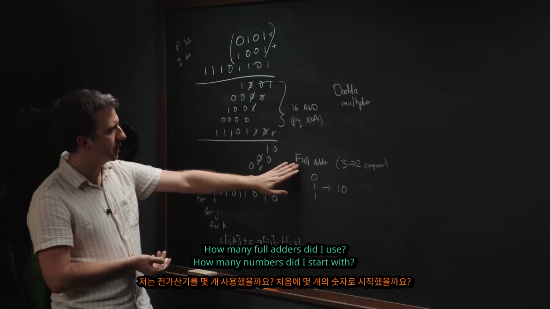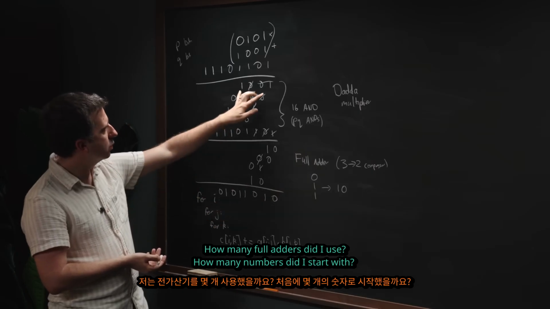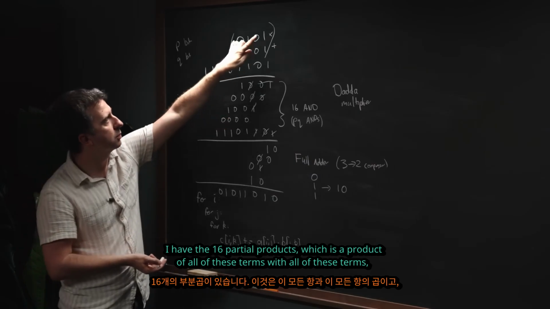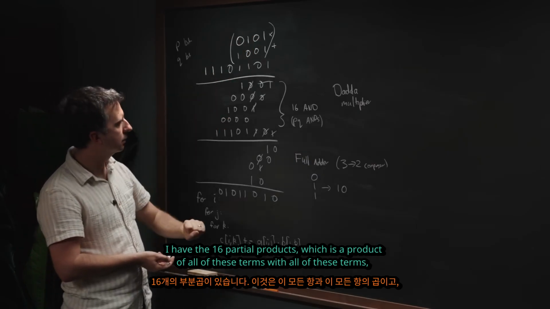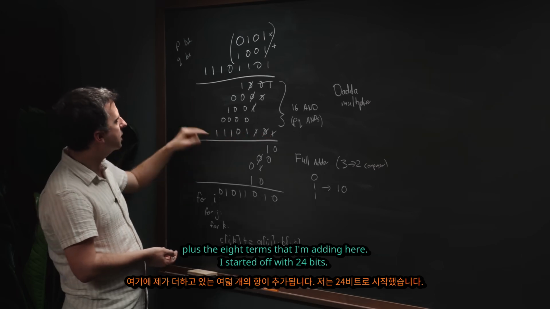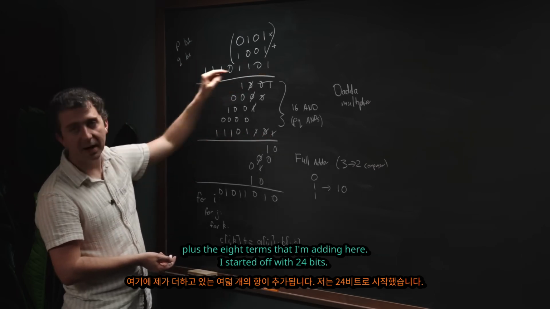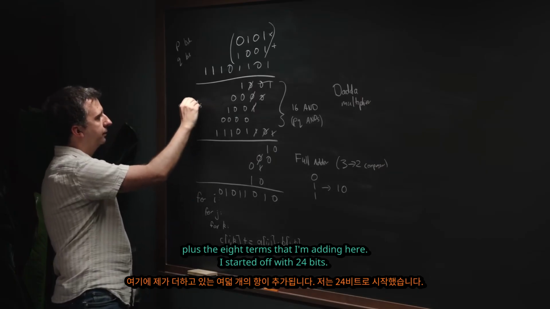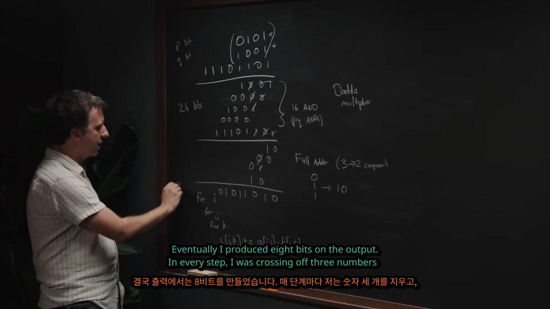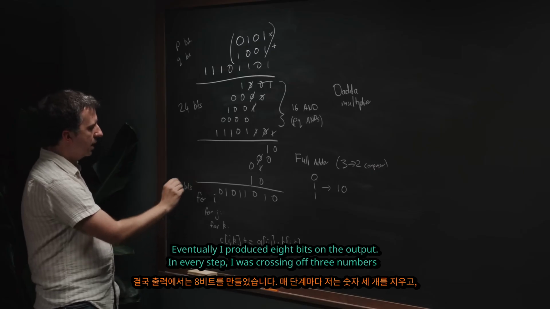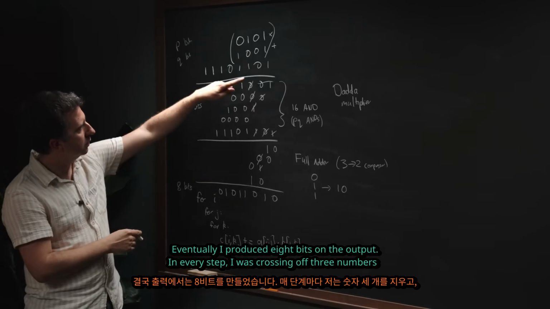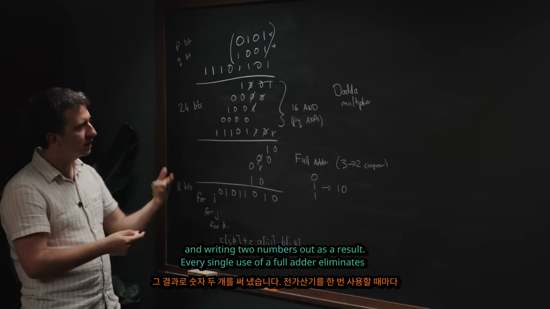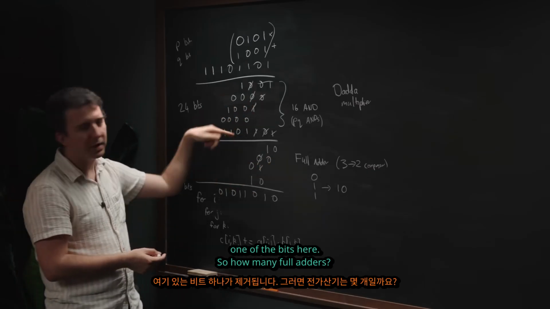How many full adders did I use? I started with how many numbers? I have the 16 partial products, which is the product of all of these terms with all of these terms, plus the 8 terms that I'm adding here. So I started off with 24 bits. And then I produced 8 bits on the output, eventually. And in every step, I was crossing off 3 numbers and writing 2 numbers out as a result. And so every single use of a full adder eliminates one of the bits here.